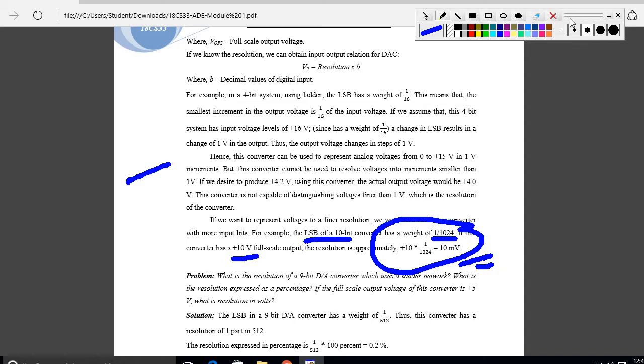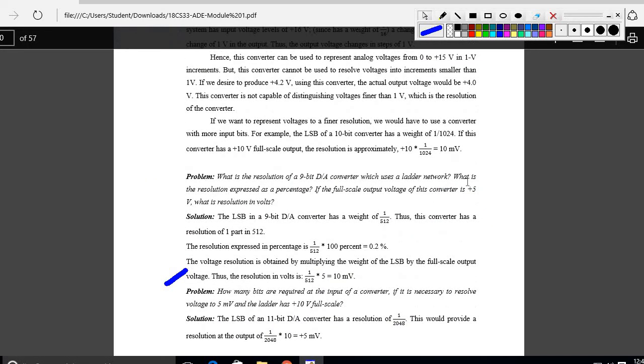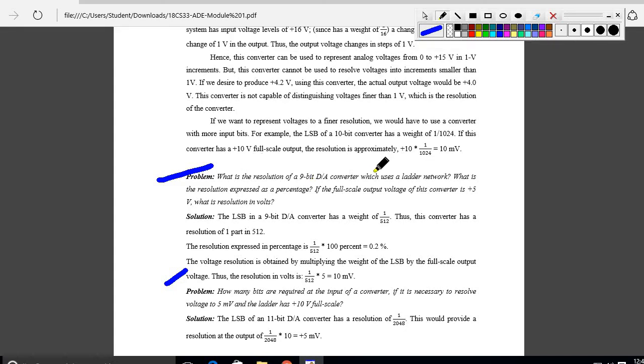So let us see the problems. First problem: I told you earlier, the same problems are given here. In this example, what is the resolution of a 9-bit digital to analog converter which uses a ladder network? What is the resolution expressed as a percentage? And if the full scale output voltage of this converter is +5 volts, what is the resolution in volts? What exactly is being asked here? A 9-bit digital to analog converter is mentioned, and you have to remember that it has a weight of 1 divided by 512.